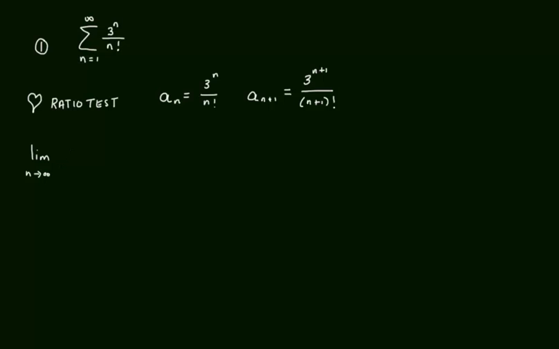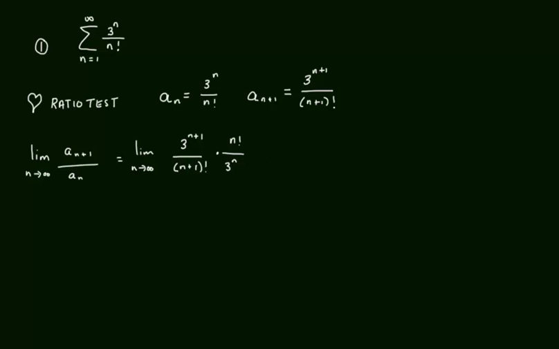Now I would like you to please write the generic nth plus 1 term over the nth term, that ratio. And then this will equal the limit as n goes to infinity of 3 to the n plus 1 over n plus 1 factorial. Now instead of the division, I'll multiply the reciprocal. So then we have n factorial over 3 to the n.